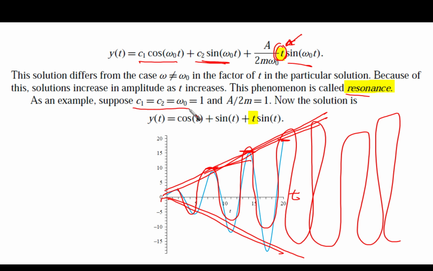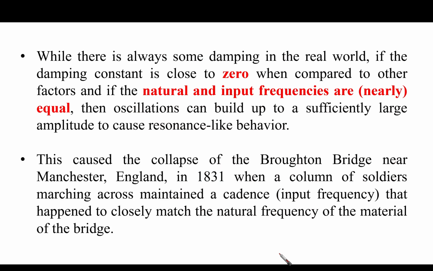So this is an example for this graph, which is C1 equal to C2 equal to omega 1 equal to 1 and A over 2m equal to 1. Now this is the solution for these particular values of C1 and C2 and so on. So we're going to find that it is really increasing without a limit. This is what makes the resonance.